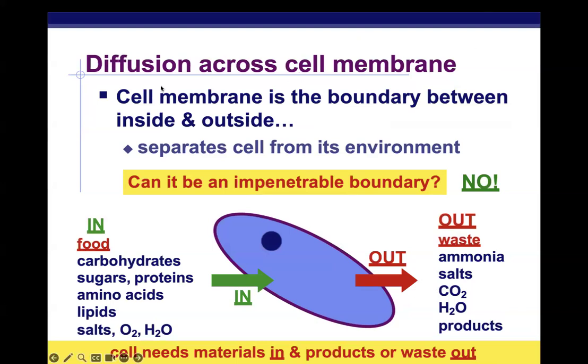The cell membrane is the boundary between the inside and the outside of the cell, and it can allow certain substances into the cell and certain substances like waste out of the cell. So a cell needs to make sure that it can take in the substances it needs, like macromolecules and water and oxygen, and get rid of ammonia and salt and carbon dioxide and these other things outside of the cell. Now, some of those things will move in and out because of the concentration gradient through simple diffusion.